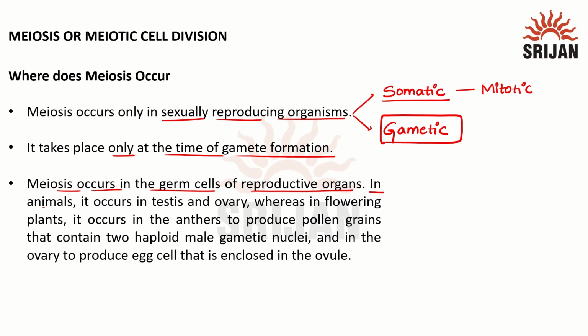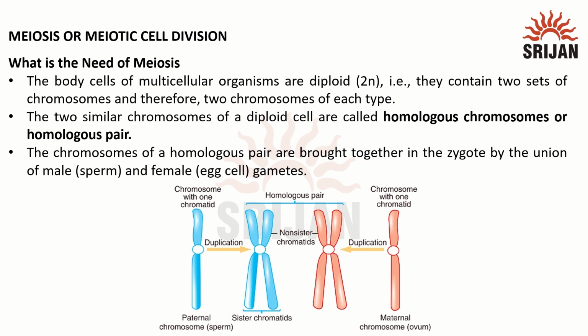In animals, it occurs in the testis and ovary, which are the male gonad and female gonad respectively. Whereas in flowering plants, it occurs in anthers to produce the pollen grains, and this pollen grain has two haploid male gametic nuclei. In case of female, in the ovary, there is an egg cell surrounded by the ovule, the encapsulating structure. So, why is meiosis needed?